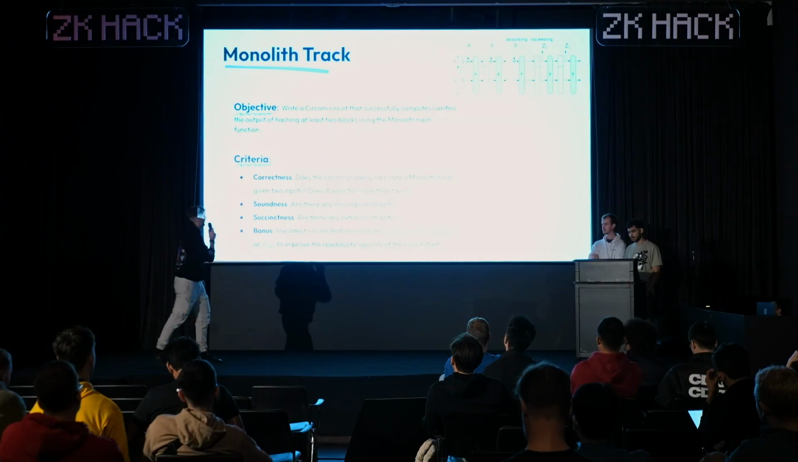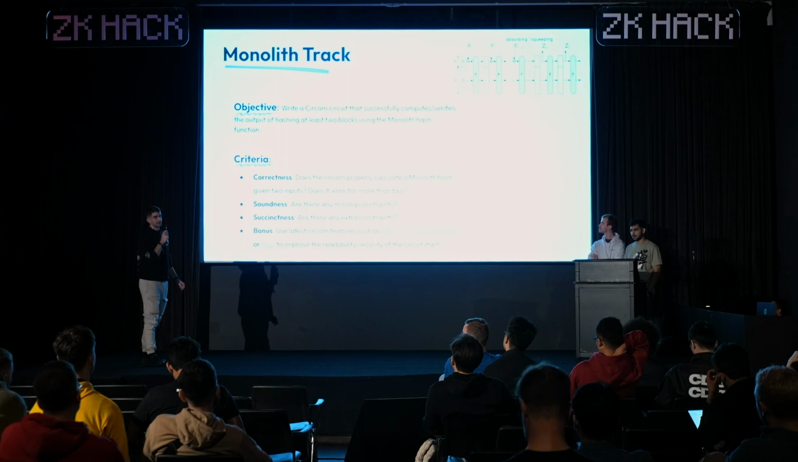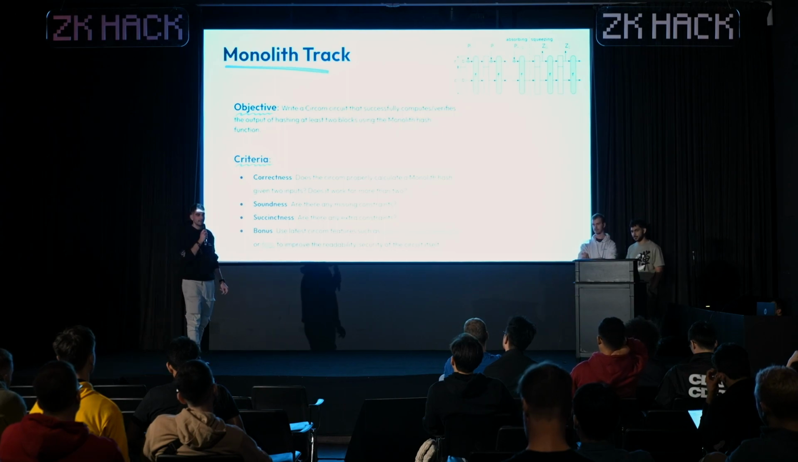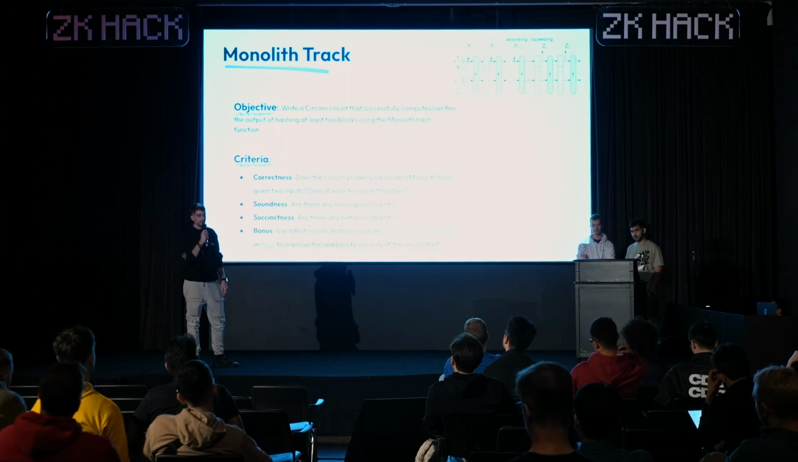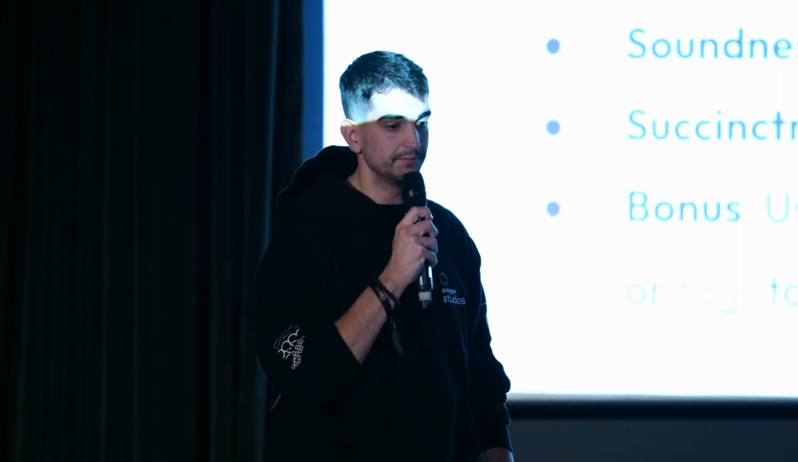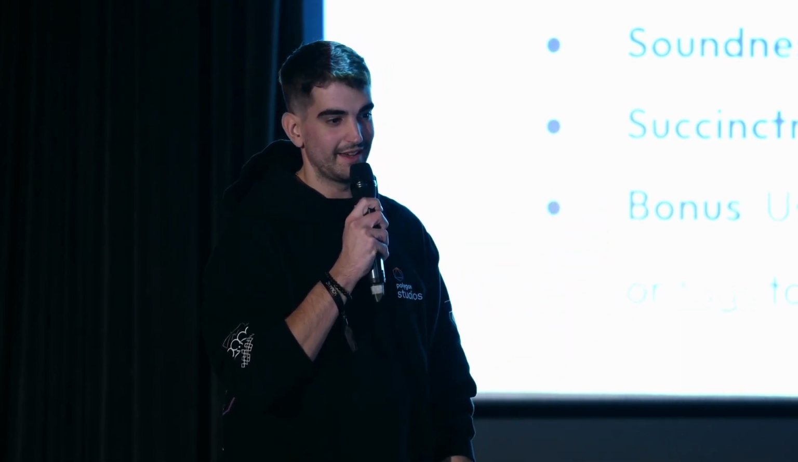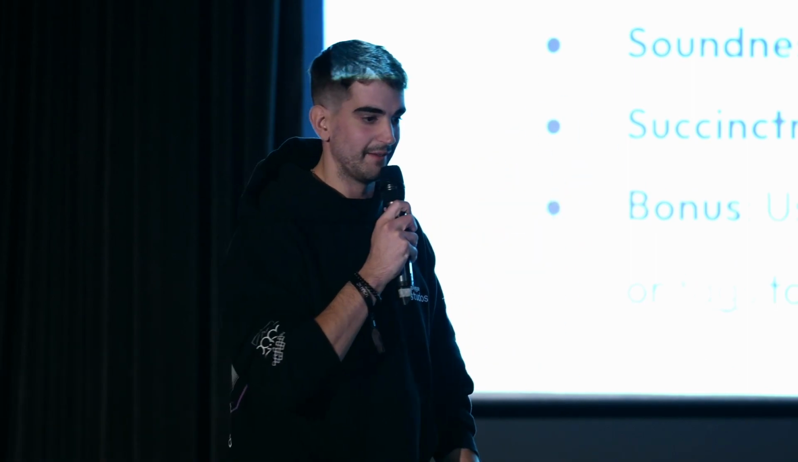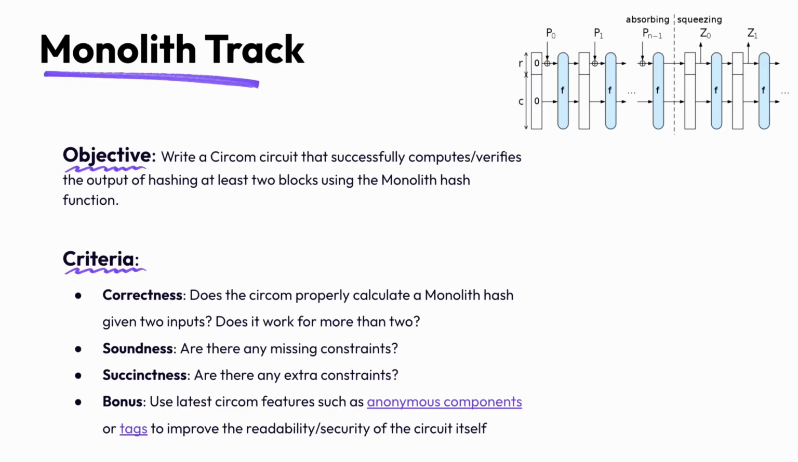Okay, so in particular, we are interested in Monolith because it looks like a very good replacement for Poseidon. It not only improves on the proving side, it's not only easier to express in a circuit and therefore being able to generate proofs on that, but it's also easier to compute Monolith inputs and outputs.